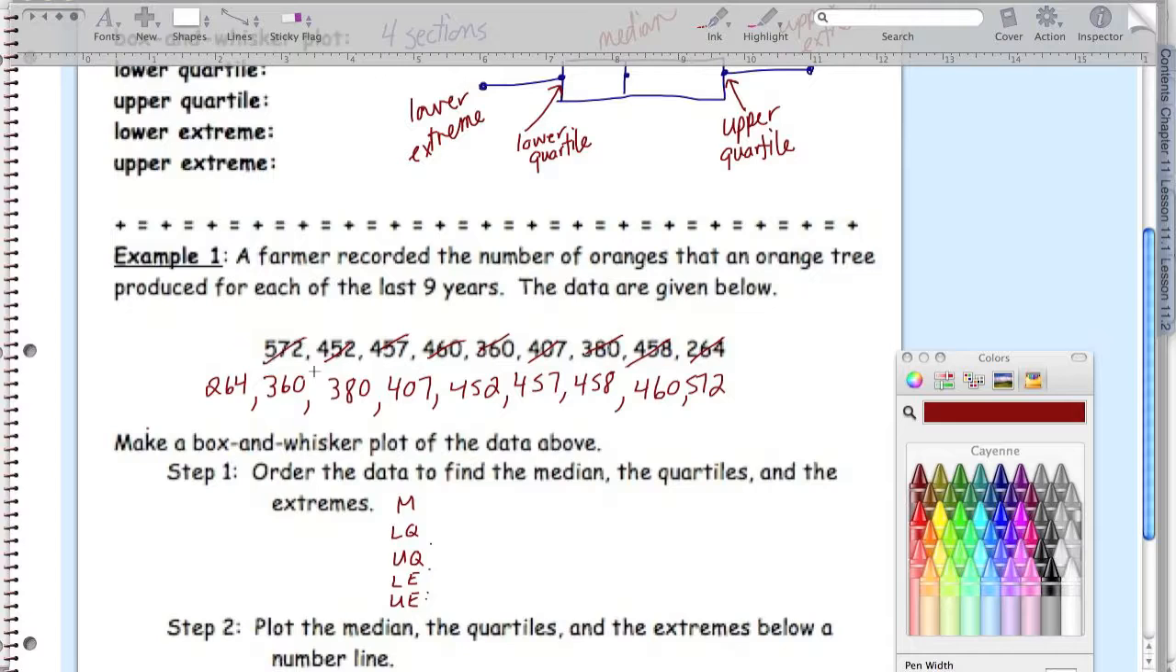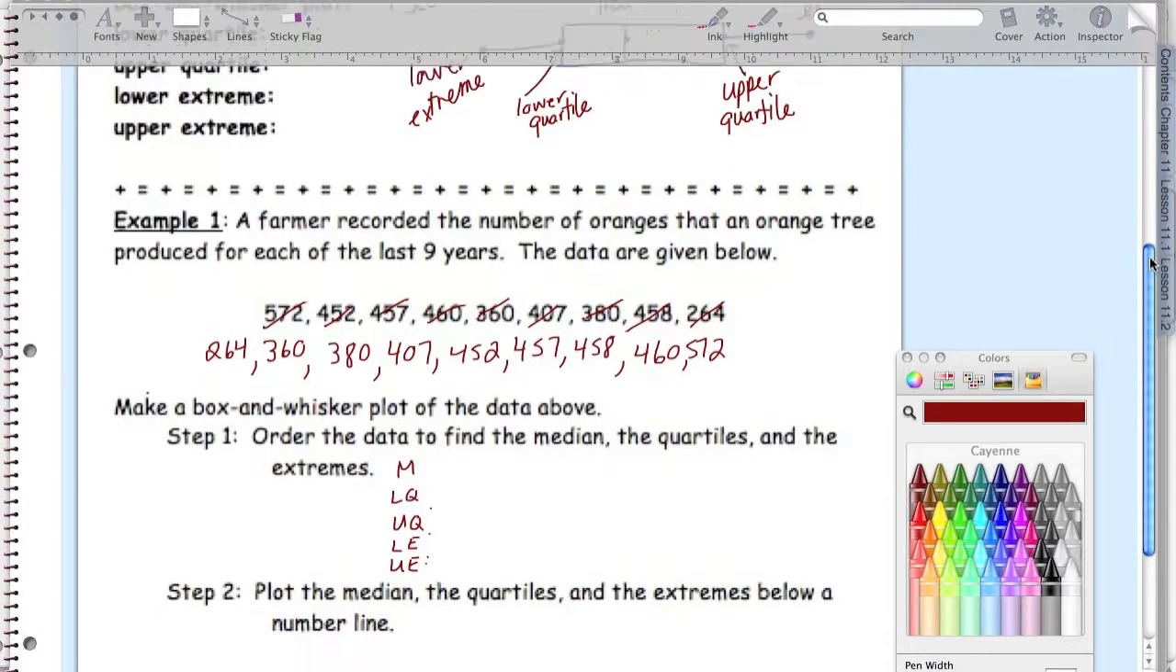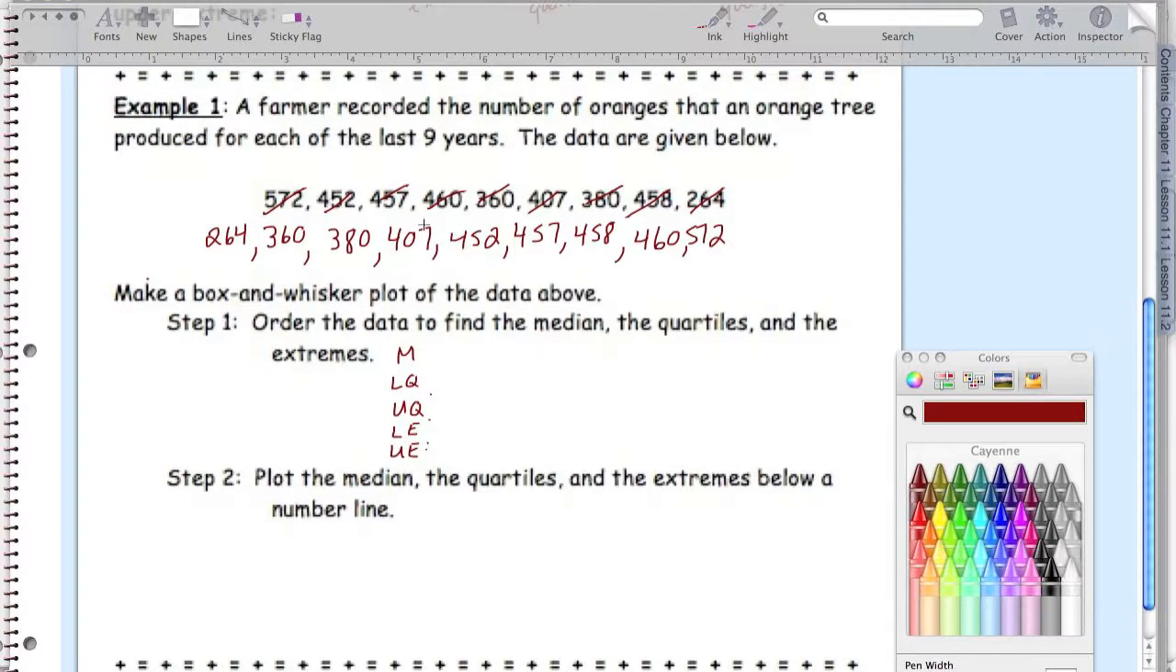Okay, so 1, 2, 3, 4, 5, 6, 7, 8, 9. That seems subtle, just to go through and scratch them out and count it, but please, that's an important thing, because I've seen so many people forget one number and it throws off all of your information. Okay, let's go ahead. We can identify the first one. The lower extreme is the smallest number, so it's 264. The upper extreme is the highest number, so it's 572.